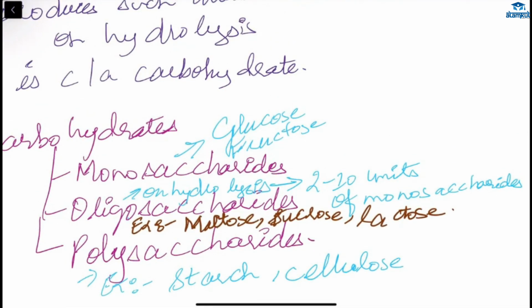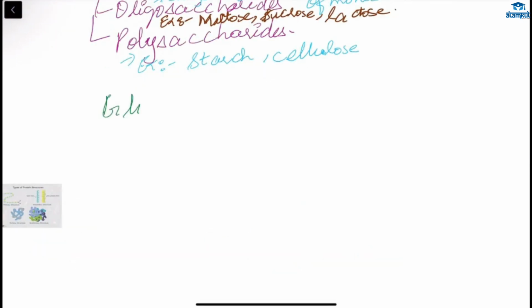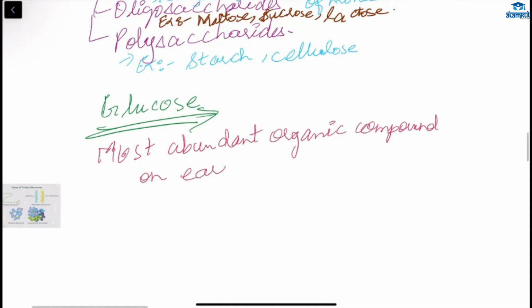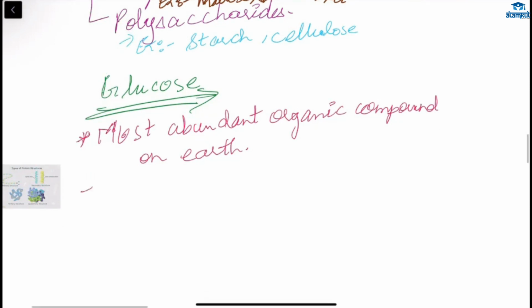Then we will move to the glucose molecule inside the monosaccharides, which we have to study in detail. That is glucose and fructose. Here, glucose molecule. The first important point is that glucose is the most abundant organic compound on Earth. What is the formula of glucose? It is an organic compound. C6H12O6. What is the formula? I have already told you.